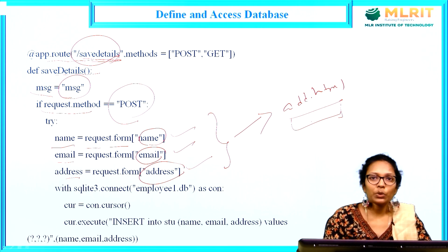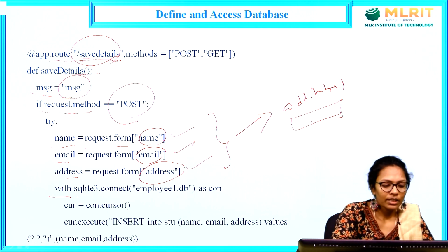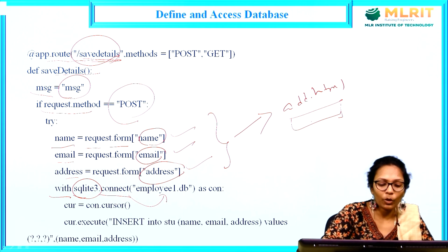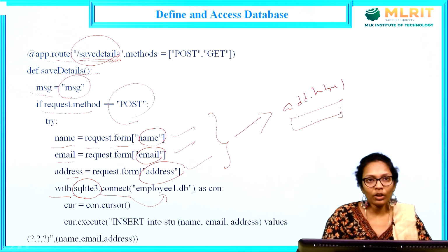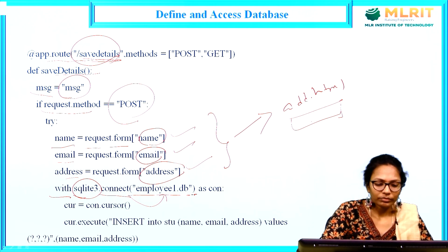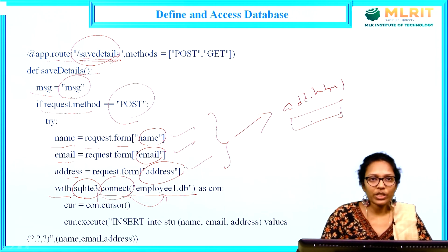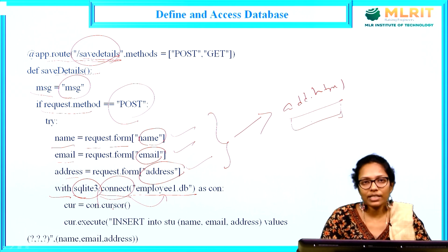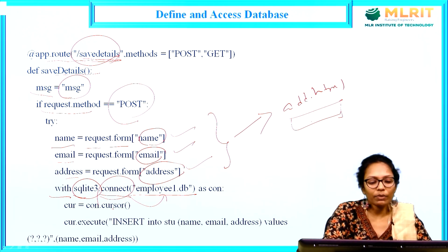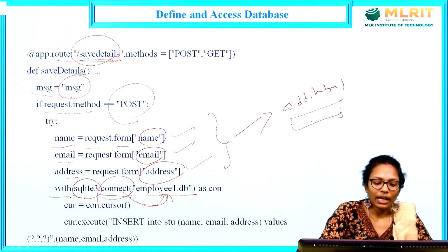Next you are connecting to the database. How to connect? With the SQLite 3 module's connect method. It is connecting to employee1.db or employee.db. Here we are directly connecting to this DB, but we don't have any existing DB with this name. At that time, it will create a new DB with this name. If it exists, it will connect to that DB, but if not, it will create a DB with this name. You store that connection information in a variable called con.